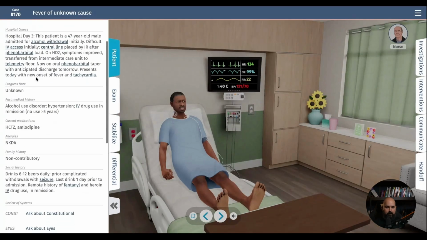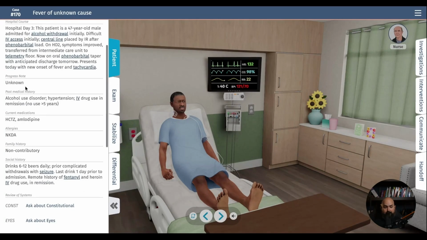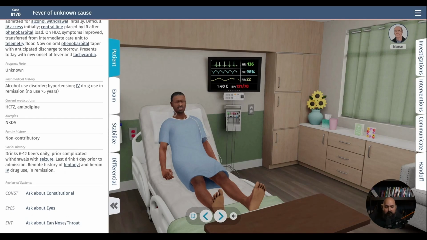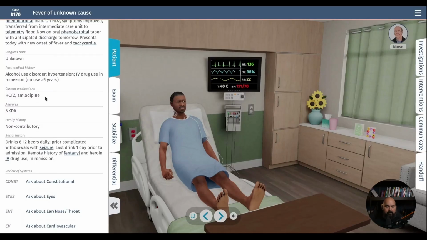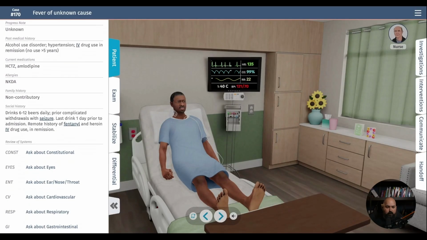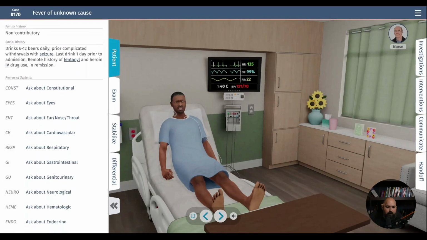So back to the patient tab. Progress note, unknown. Good. That's not necessarily an uncommon situation where you don't have the best information to work with. Past medical history includes alcohol use disorder, hypertension, IV drug use in remission, no use greater than 5 years. So that's good to know, and it is relevant to considering what's going on here as well. Current medications include hydrochlorothiazide and amlodipine. No known drug allergies, non-contributory family history, and let's see, social history.